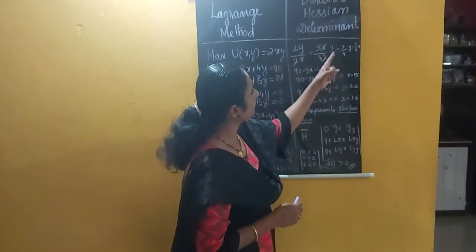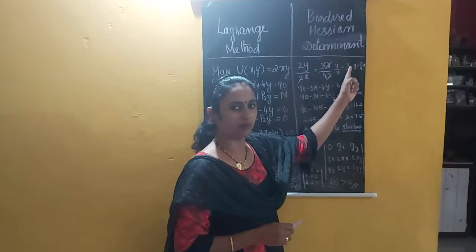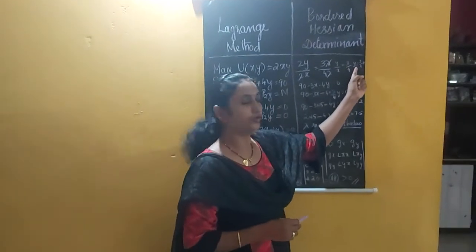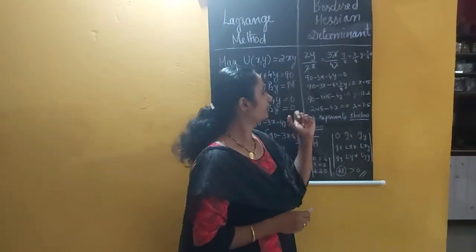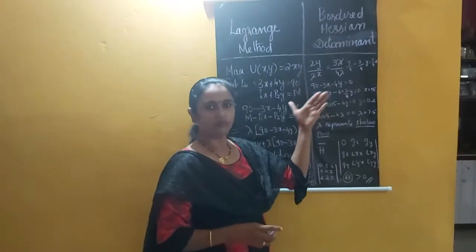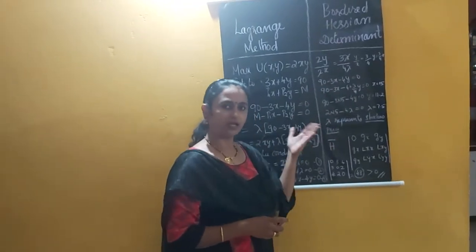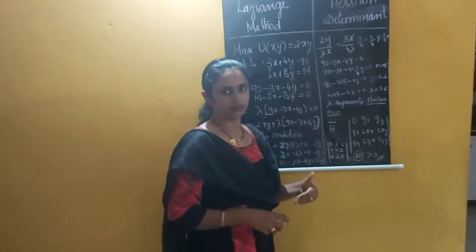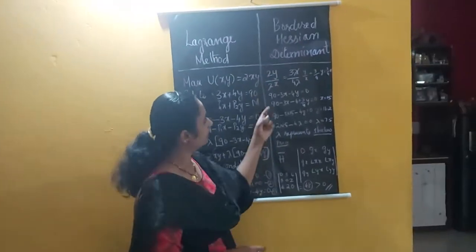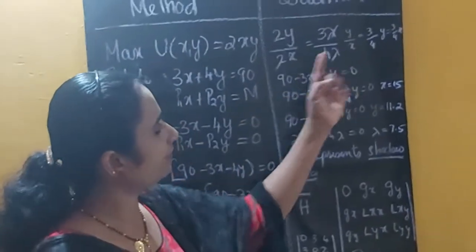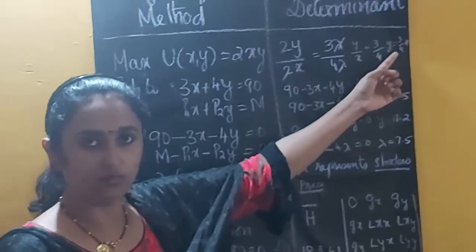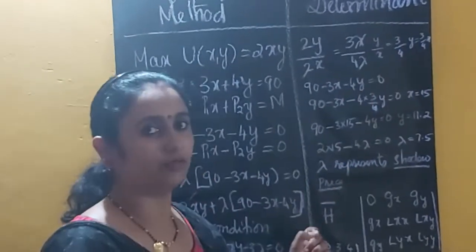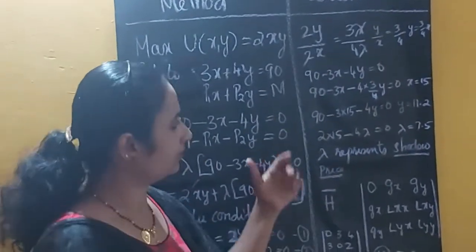So what will we get? y by x equal to 3 by 4. Then y equal to 3 by 4 x. Now you all know how to determine the other unknowns of the equation. That is, when we substitute the y value in any one of the equations, we will get the x value.